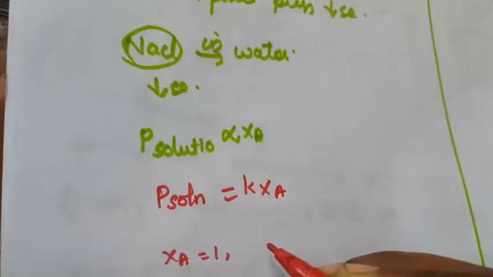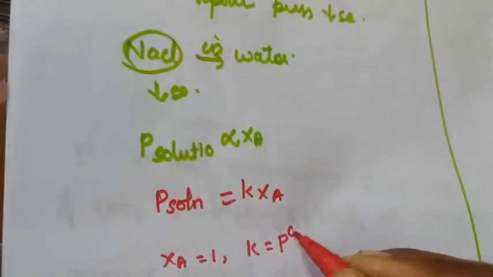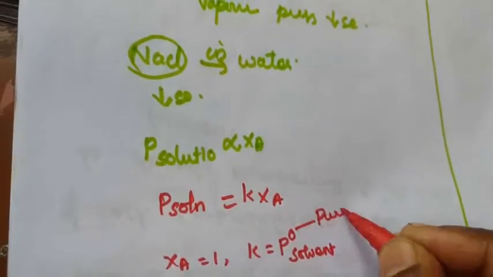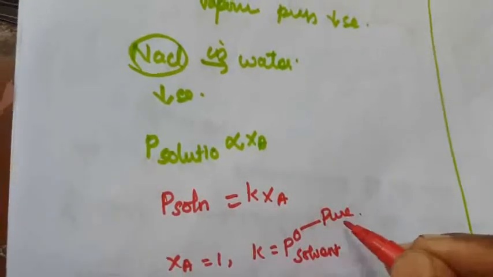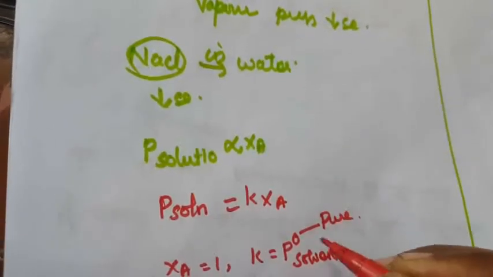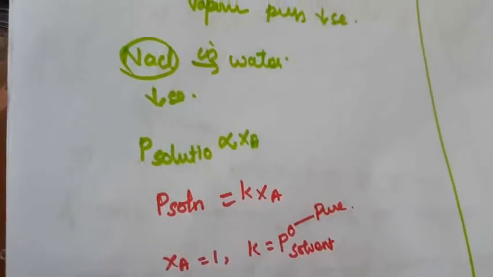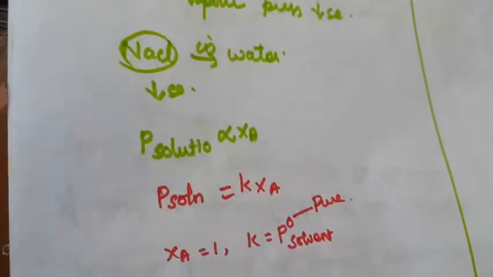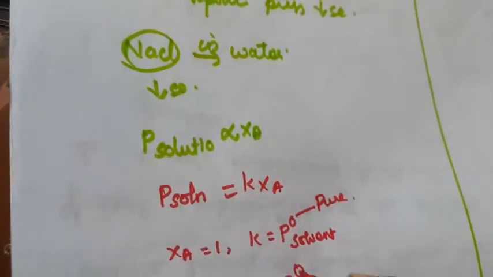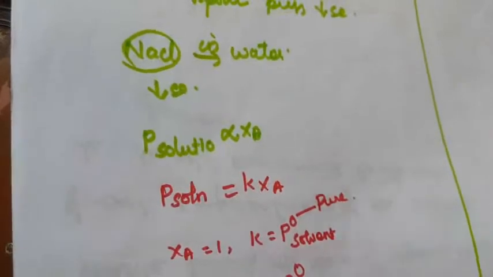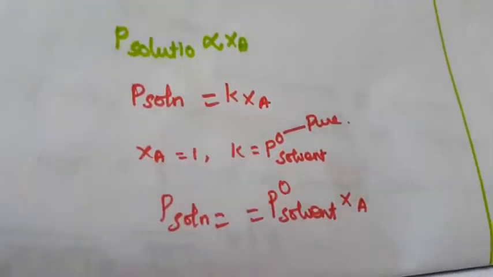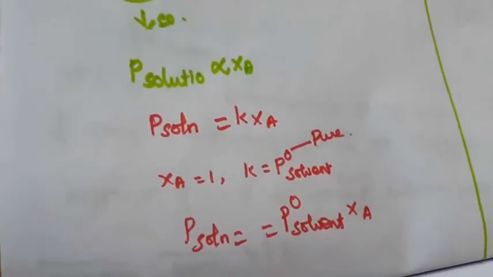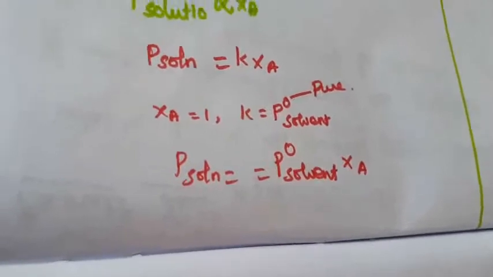When XA is equal to 1, then K is equal to P0 solvent, the pure solvent. P0 means pure. So P0 is the partial pressure of the pure solvent. So P solution is equal to P0 solvent into XA. Then again, now we are substituting here. So simplify that. How will it simplify?